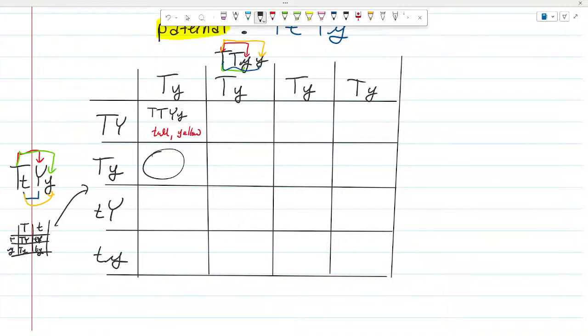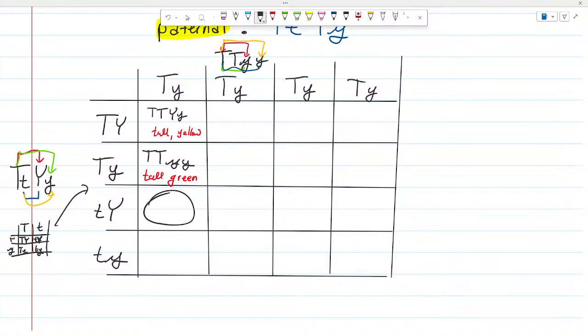What about this one here? What combination will we get here? Tall and green. Yeah, and how'd you get that? You're right that it'll be tall and green. What will the genotype be? It will be big T, little y, little y. Very good.